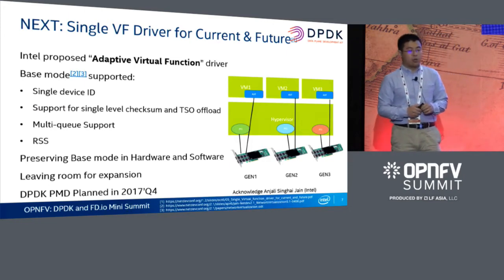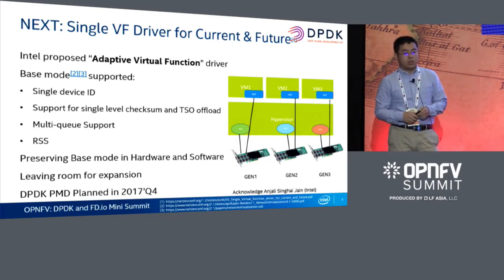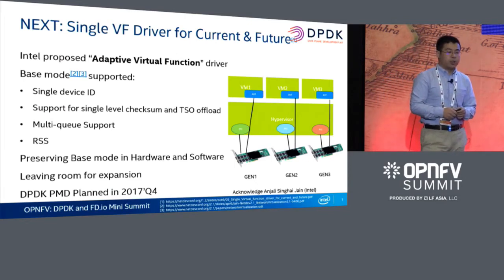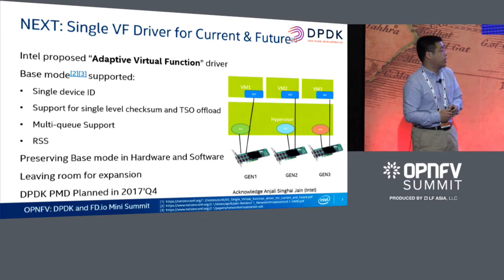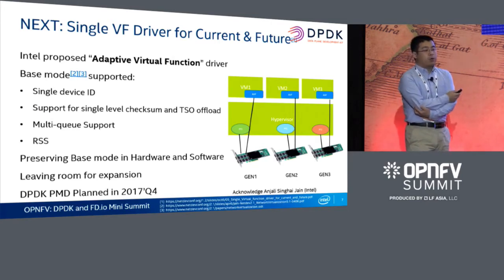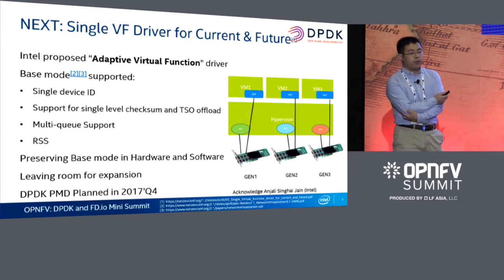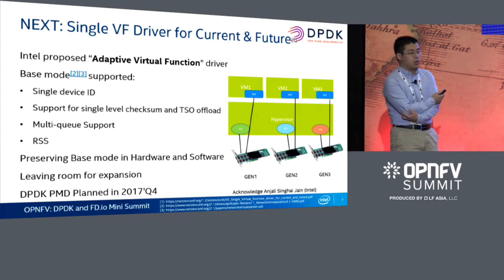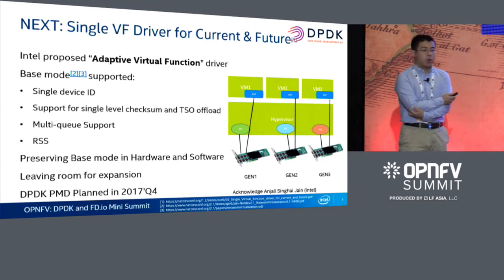As the diagram shows, you can have stock VMs with the AVF driver. The full name of AVF is Adaptive Virtual Function, so the VF driver is always consistent in the VM. On the host side, from generation one to generation three, the hardware is essentially different, but you can always use the AVF driver in a VM to drive these VF functions. It has a base mode, so we keep a small set of features in the VF. You will always have a single device ID, so no matter what new generation of devices you have, the device ID for that AVF is always the same.